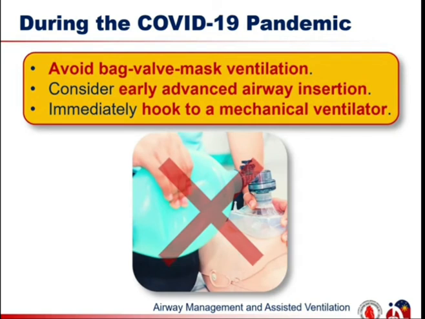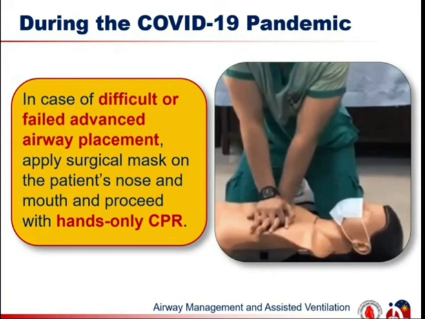Instead, consider early advanced airway insertion, preferably an endotracheal tube, and hook the patient to a mechanical ventilator immediately. Lastly, in the event of an unsuccessful advanced airway placement, cover the patient's mouth and nose with a surgical mask and proceed with hands-only CPR.